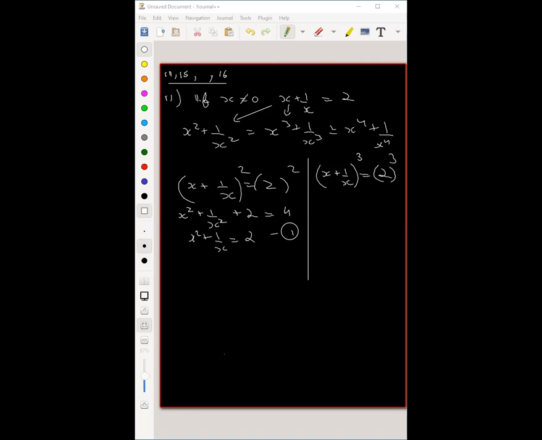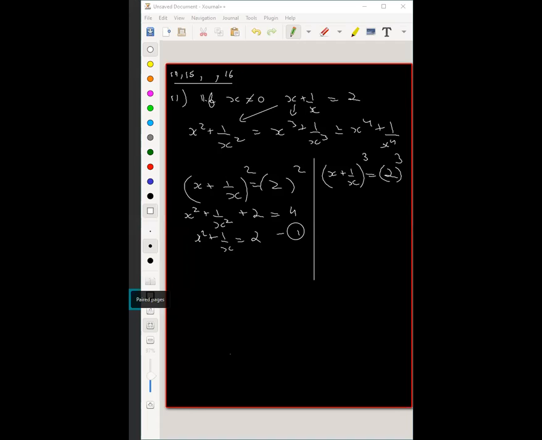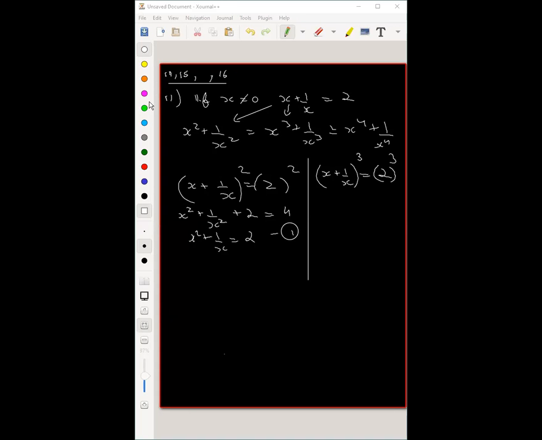Sarah, how do we get x cube plus 1 upon x cube from x plus 1 upon x? We want x cube plus 1 upon x cube. So should we cube it? Yes, it will be expanded.